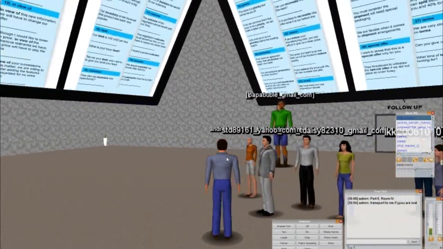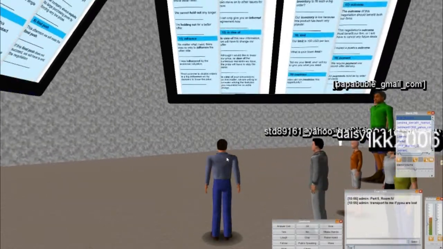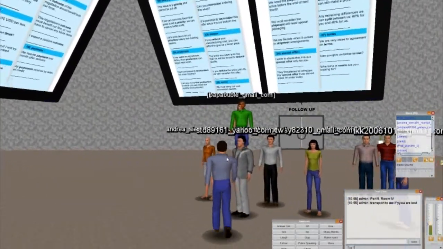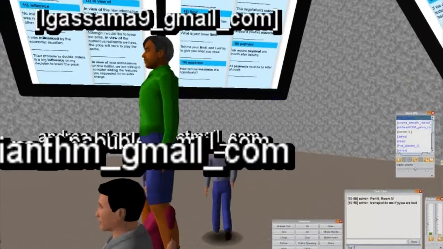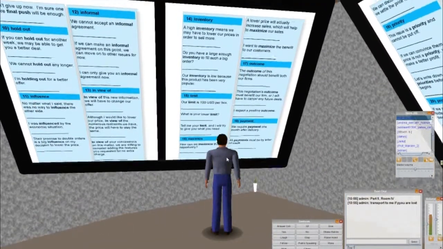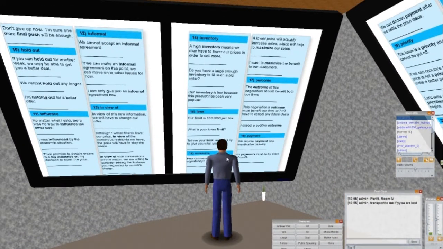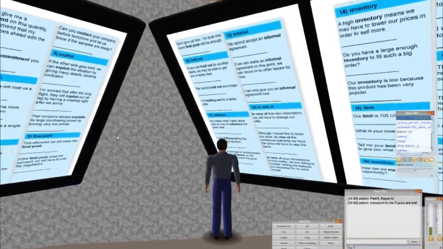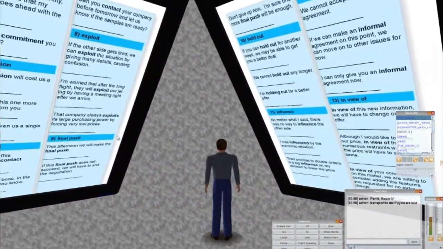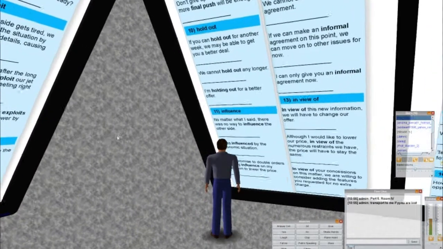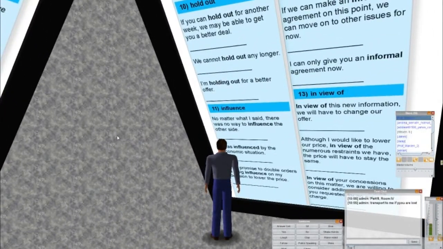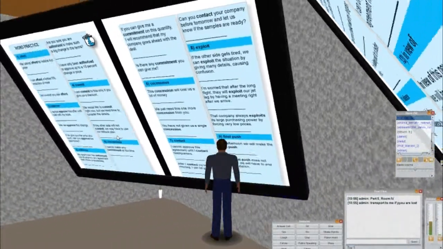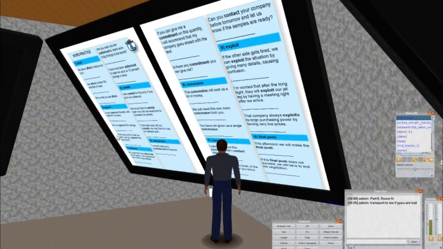Okay, so let me very quickly fly over here. You can follow me if you want to. Just fly up here. See if I can find a couple really interesting words. And I think hold out is probably one of our key words here. Hold out, meaning you don't want to give in. I'm holding out. We cannot hold out. We must hold out. So hold out is a great one.